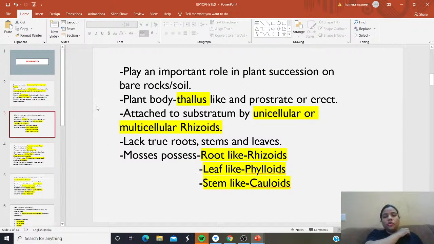They play an important role in plant succession on bare rocks and soil. And how is the plant body? The plant body is thallus-like and prostrate or erect. They may be prostrate or they may be erect, and it is attached to the substratum. These bryophytes are always attached to a substratum.